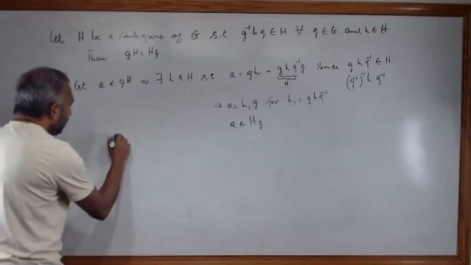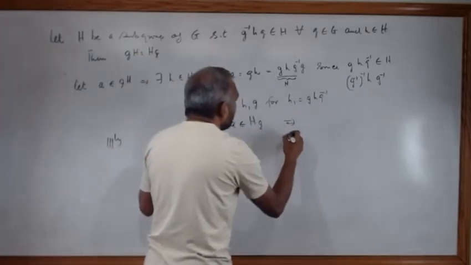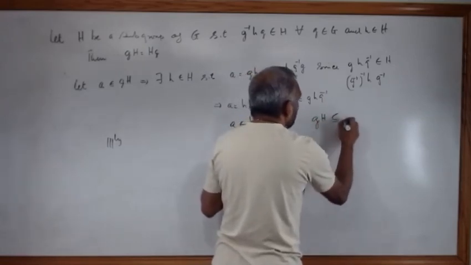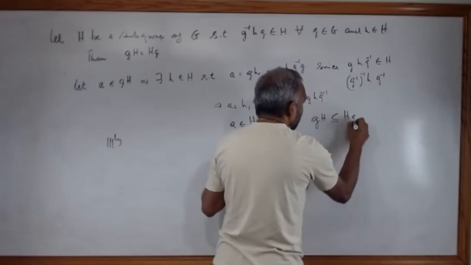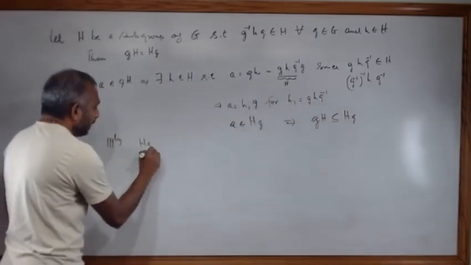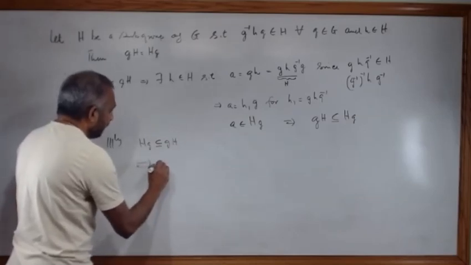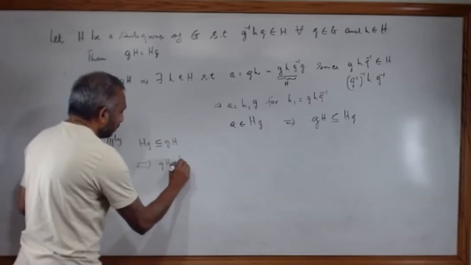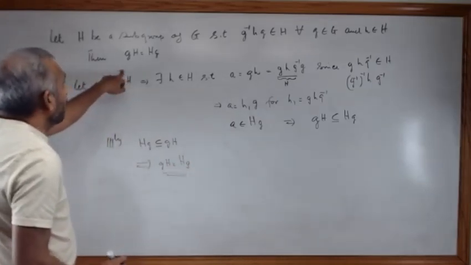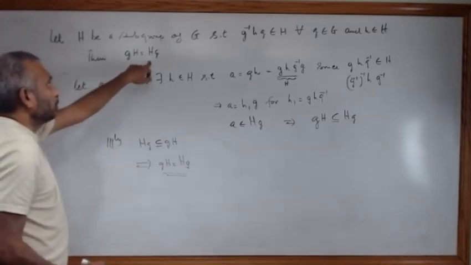And similarly, we can show that, so this implies gH is a subset of Hg. Similarly, Hg is a subset of gH, and that implies gH is equal to Hg. So this is an important condition for a left coset to be equal to a right coset.